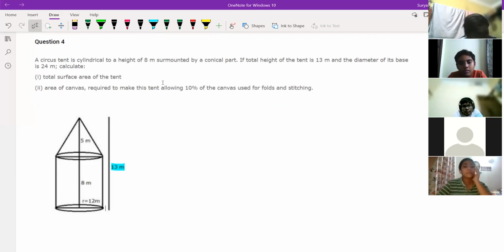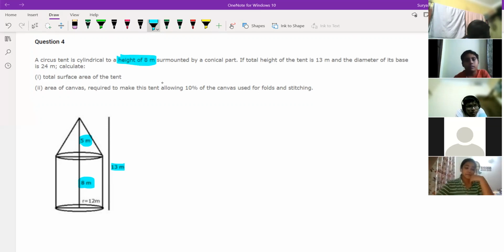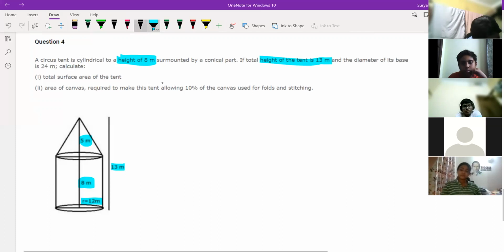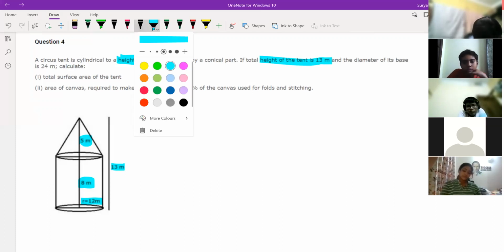Now see, the total height of the tent is 13. So height of the cylinder is 8 and height of the cone is 5. Is that clear or not? Yes, sir. Height of the cylinder is already given as 8 meters, so the upper part is obviously 5 meters only, the cone height, correct? Diameter of the base is 24, so radius is 12 meters for the cone as well as the cylinder.